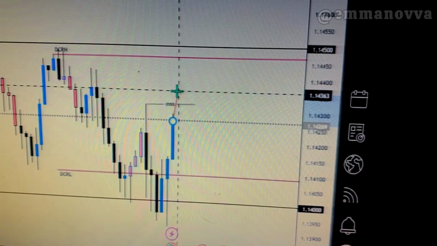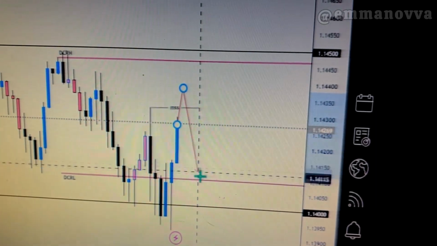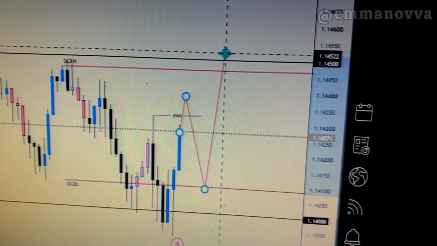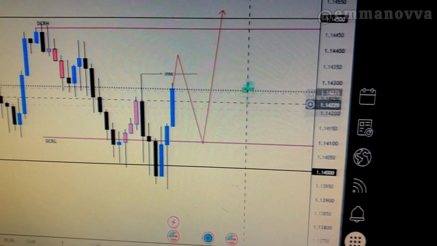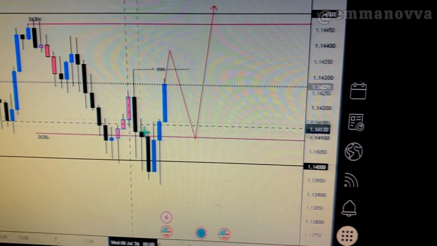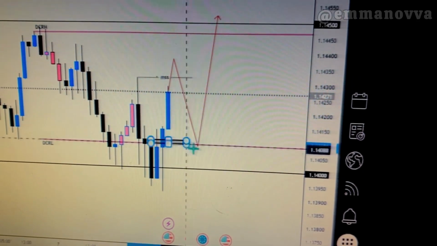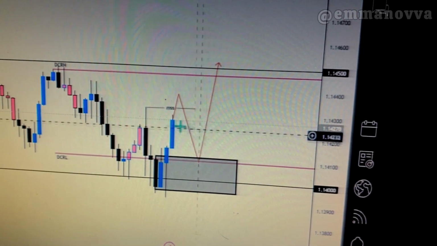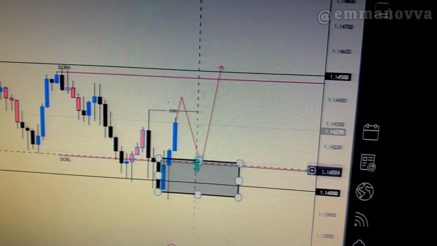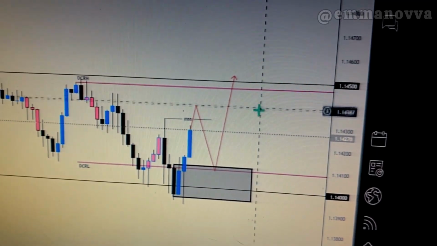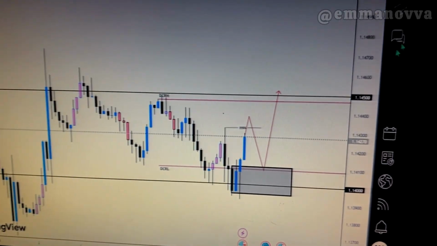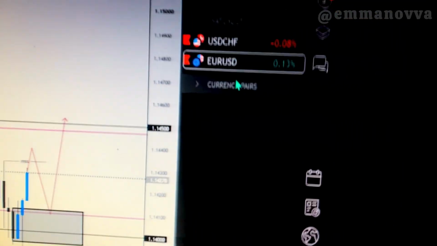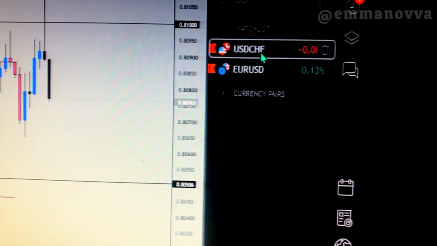I want to see price break out of this area, retest this level here, then I look for buys to the upside. So my other block, I'm going to consider this other block right here, and then after price breaks this one, I'm expecting price to retest this other block, then I look for buys to the upside. So there is one setup that I'm seeing here on Euro USD, and the other one is USD CHF.